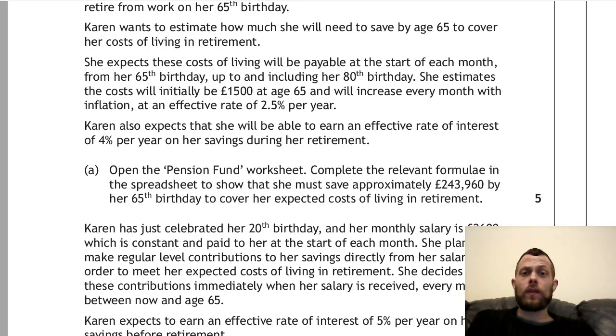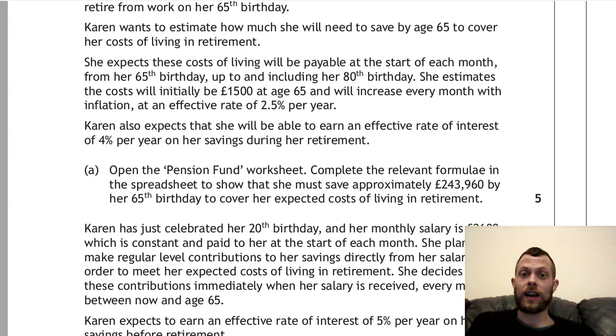And then her retirement, she is figuring, will last her from her 65th birthday up until her 80th birthday. And she's working out her costs of living monthly. So we have an inflation rate of 2.5%, and there's also the interest rate of 4% that she could get on her savings. So we'll have to be careful here not to mix up interest rate and inflation rate.